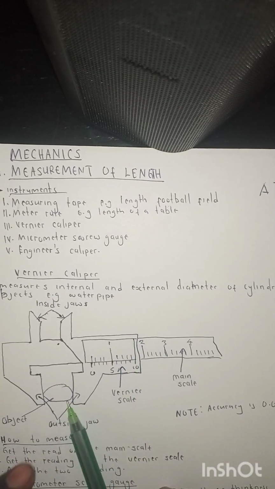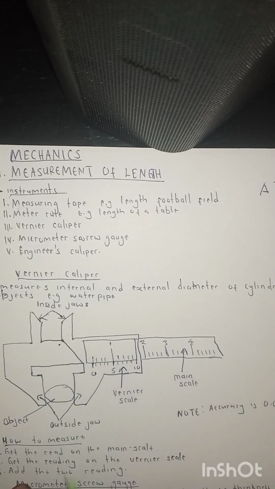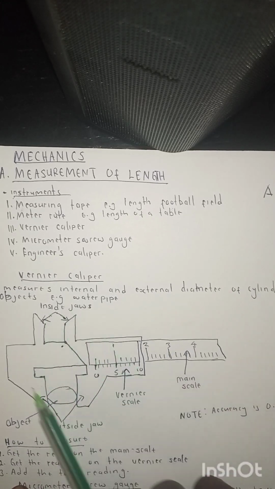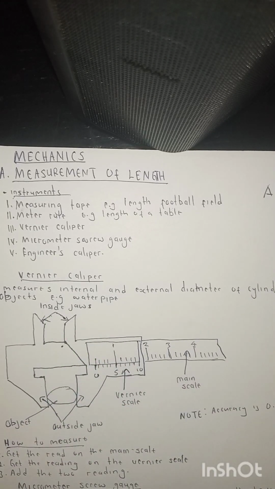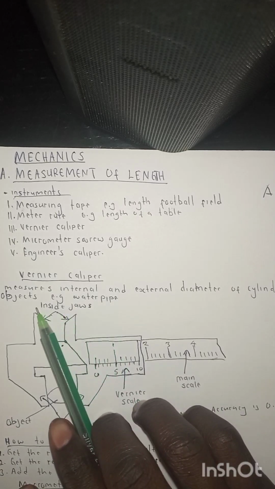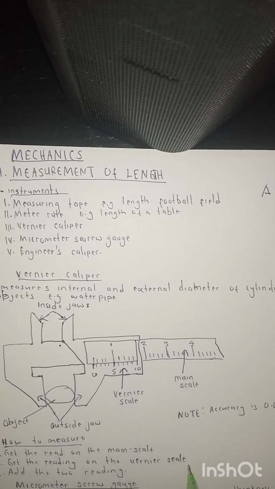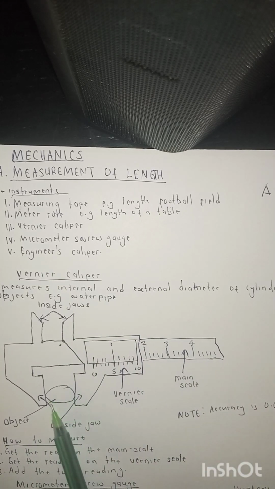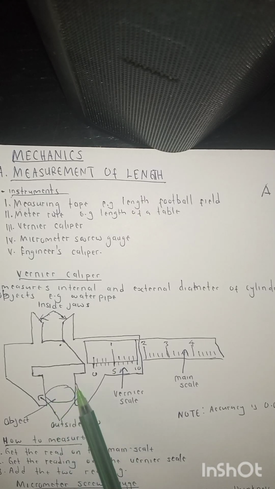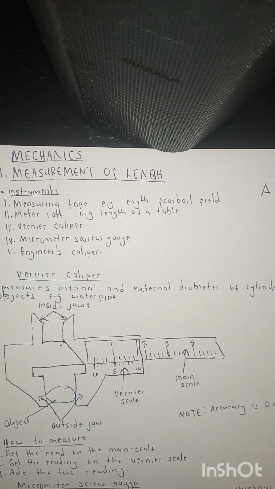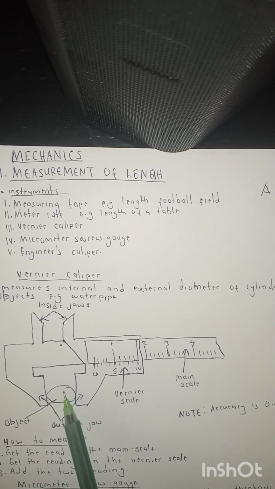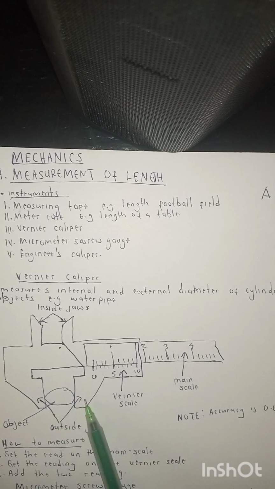Now this is how a vernier caliper looks like. I hope you can see it. Then it has parts. Some of the parts include the jaws. This is the inside jaw, which is right here, labeled. Then this is the outside jaw, which is right here. Then this piece is an object that is being measured at the moment. So this is where you place the thing that you're about to measure.